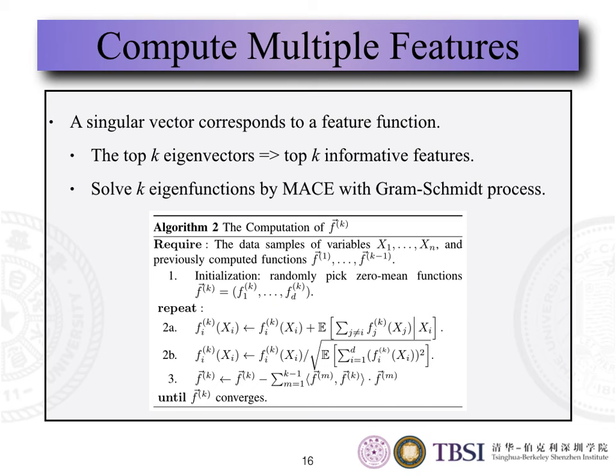In addition to the largest eigenvector, we can further compute the top k eigenvectors of the matrix B, which correspond to the top k informative features about the common structure. And in practice, this can be easily implemented by the MACE algorithm with the Gram-Schmidt process to decorrelate the computed functions with respect to previously computed functions.